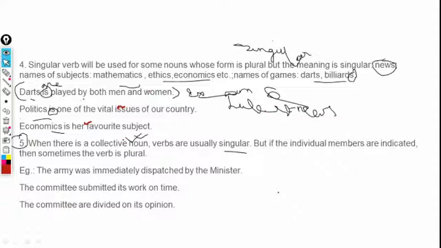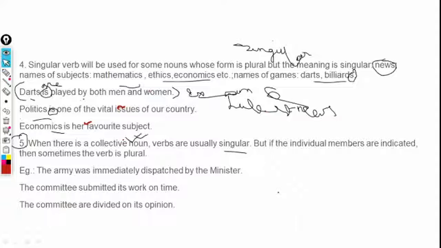So the sense is a singular sense because we denote togetherness. Obviously they consist of more than one person, that is why it's a collective noun, a collection of that category of persons, like an army, like infantry, like a pack of wolves.